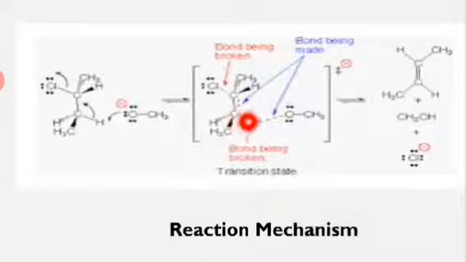The energy which is used for making this pi bond is utilized for breaking both the bonds, that is the C-H bond and the C-Cl bond. There is a formation of the alkene and water, and this group, that is the chloride ion, is leaving. Understood? Next.